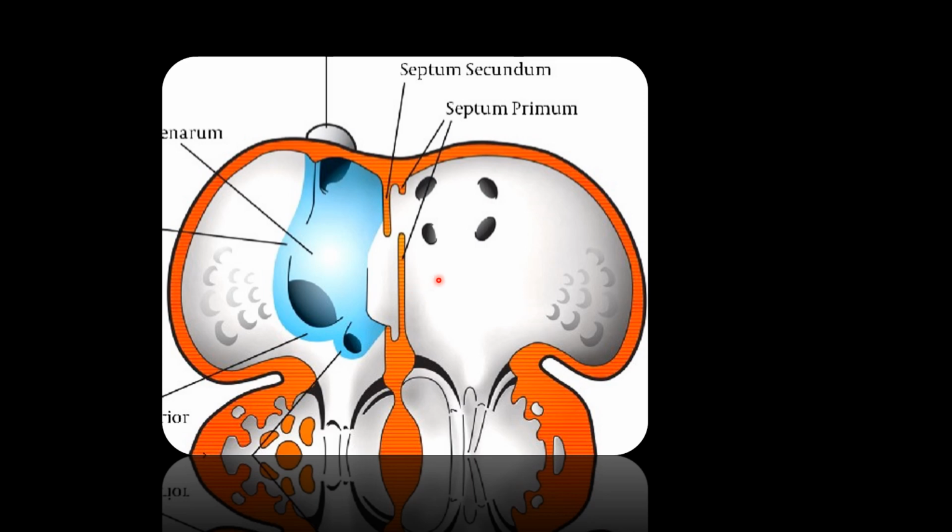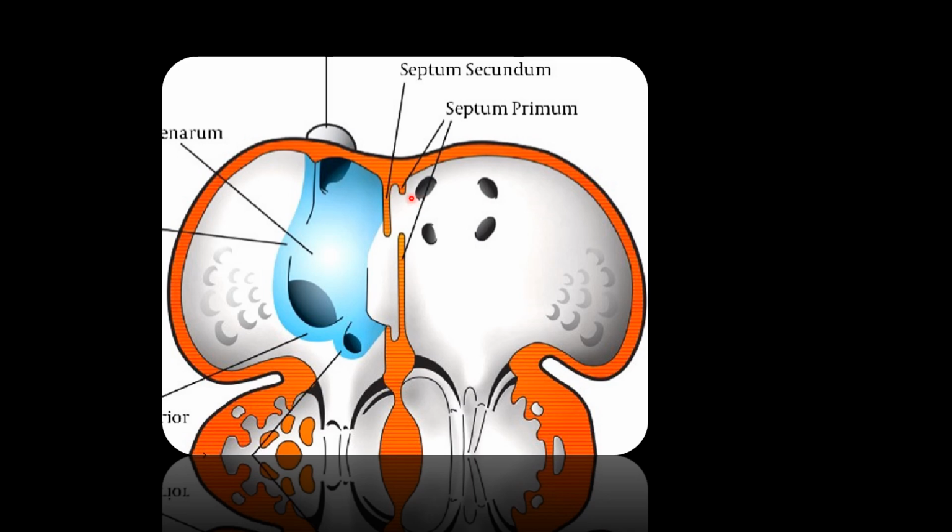During this process, another opening develops which is called foramen secundum. This occurs by the degeneration of the cephalic part of the septum primum. And this formation of foramen secundum is important in fetal life. Why? Because the passage of blood from the right atrium to the left atrium, from the inferior vena cava, occurs through this opening only.